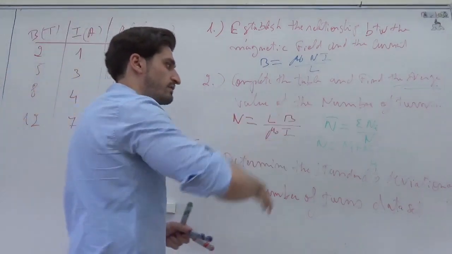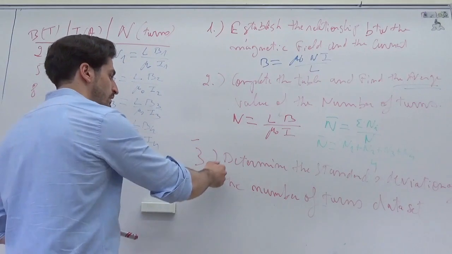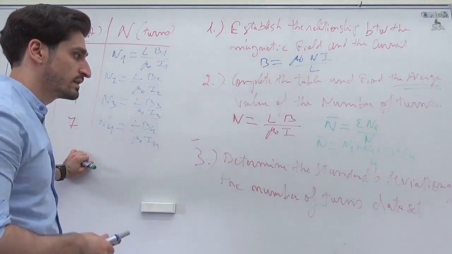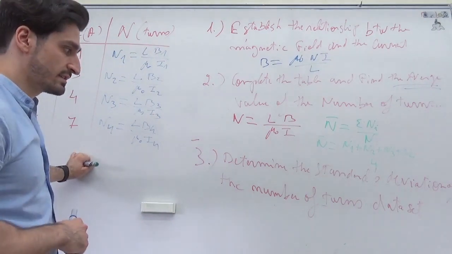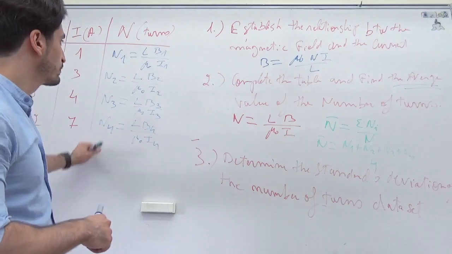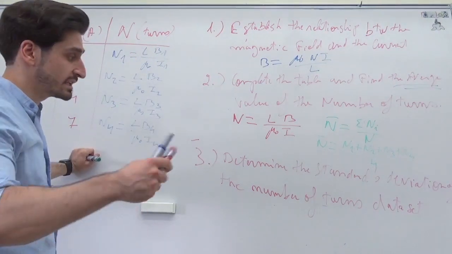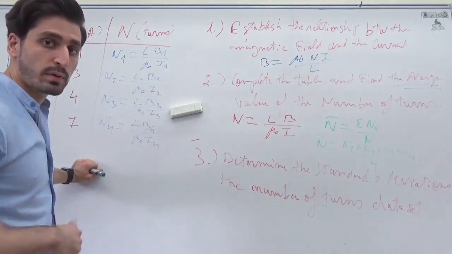And then you find the average. You carry on and you find the average value of the number of terms. Then we have the third question over here. In the third question, they are asking you to determine the standard deviation of the number of terms of the data set. So over here we have that entire data set of the number of terms, and we want to determine the standard deviation, meaning we want to find the standard deviation of the population.